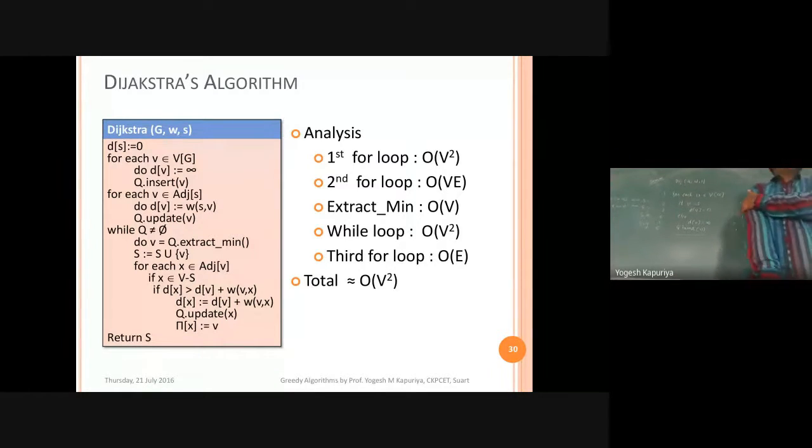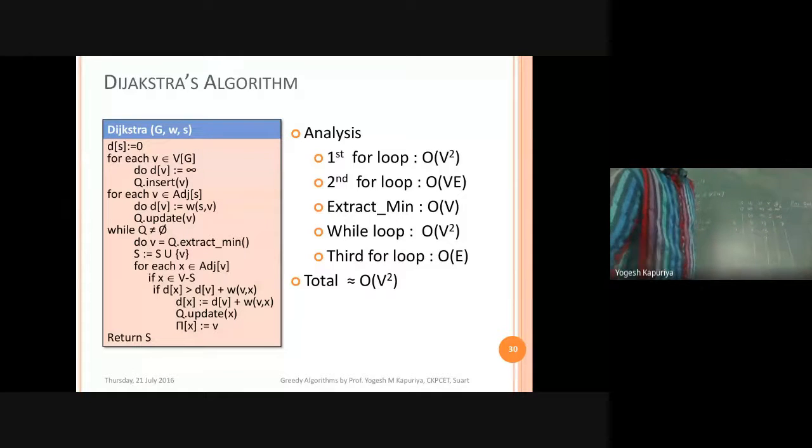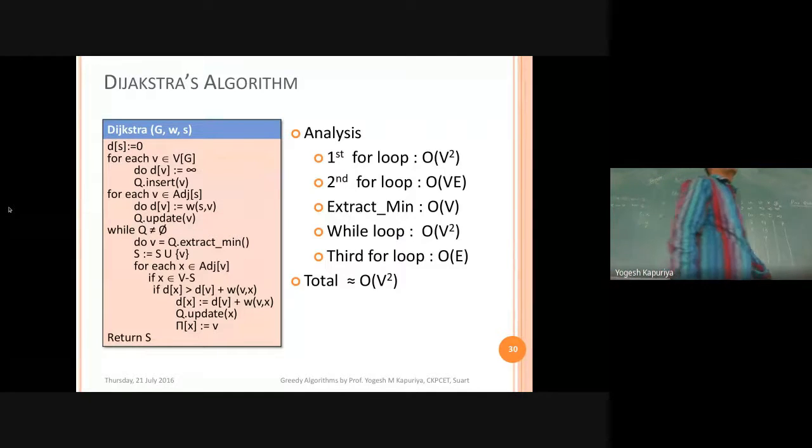Okay. Next, while Q is not empty, extract the minimum vertex from Q, and you are making another set. S is equal to S union V, which means this is your solution, and this is solved. That means Q में से निकाल के आप बाहर डाल दो. Something similar to that. So for each X belongs to the adjacency list of V, मतलब जो वर्टेक्स आपने अभी बाहर निकाला है उसके हर एक adjacency vertex.